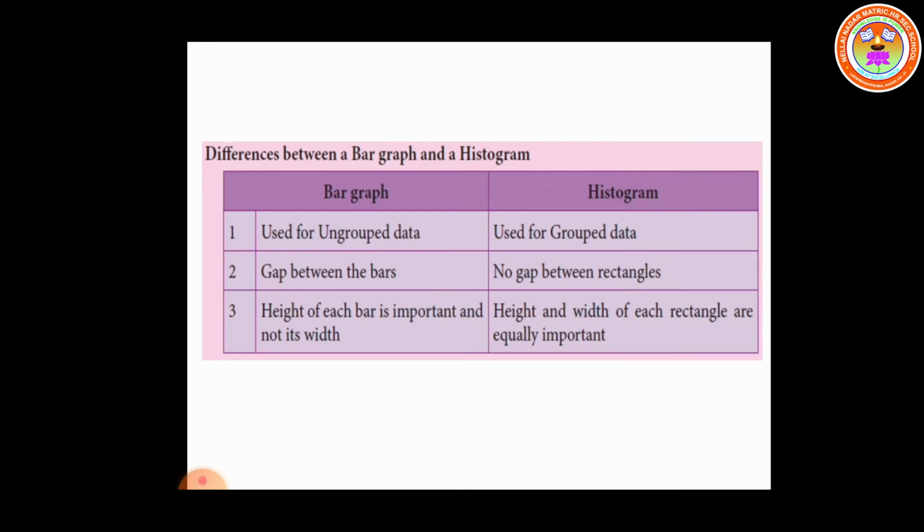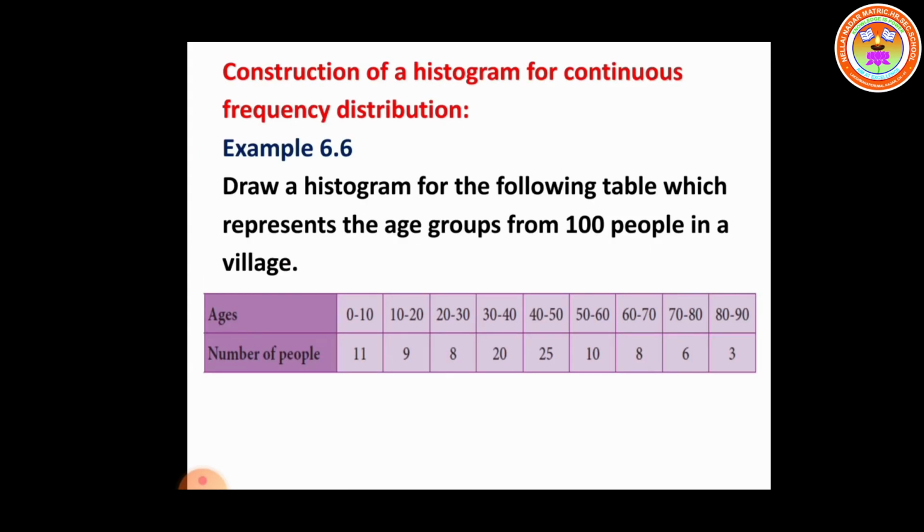Let us see the differences between a bar graph and a histogram. A bar graph is used for ungrouped data and a histogram is used for grouped data. In a bar graph there is a gap between the bars, but in a histogram there is no gap between rectangles. In a bar graph, the height of each bar is important and not its width, but in a histogram the height and width of each rectangle are equally important.